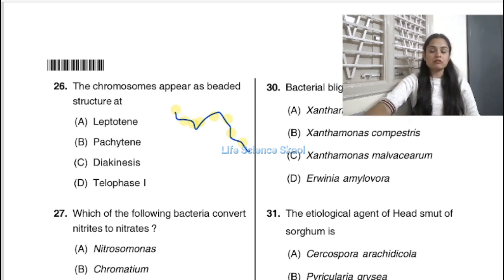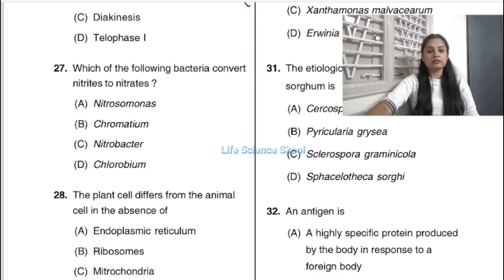So prophase first of the meiosis first, and in that prophase first, in the leptotene phase, at that time the chromosomes are going to appear as beaded structures. Okay, option A is the correct answer. Moving on to the next question.